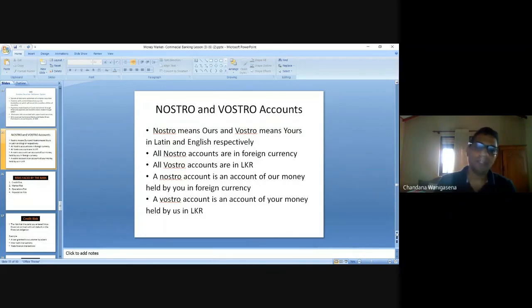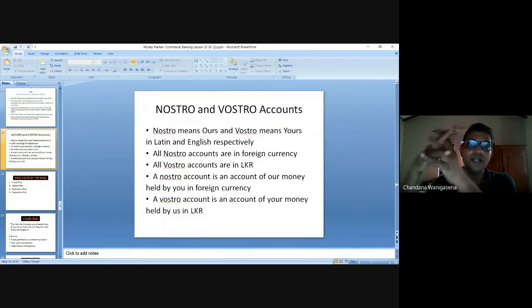For example, there is a vehicle importer in Japan. So our Bank of Ceylon holds a nostro account in a Japanese bank. Nostro accounts are in foreign currency. We keep foreign currency in a foreign bank, right? In a Japanese bank we can't keep local currency. No point having local currency, so we keep the Japanese yen. So a nostro account is in foreign currency.